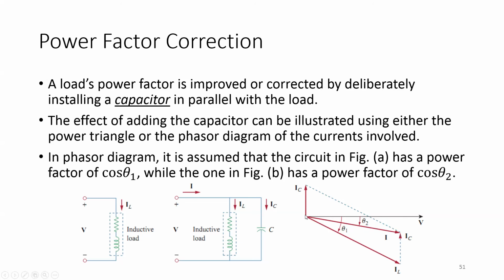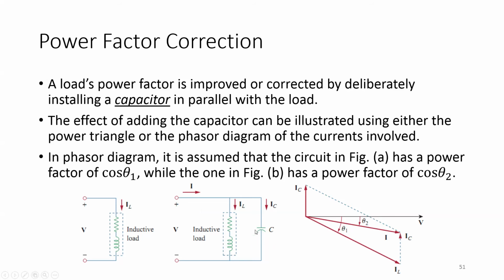From the phasor diagram, if we keep the voltage as a reference, then the current lags behind the voltage, and this amount of current will be flowing through the load. However, if we connect a shunt capacitor, a capacitor in parallel to this load, this will change the amount of current drawn from the source. This current I will be changed a little bit, and what might be the reason for this?